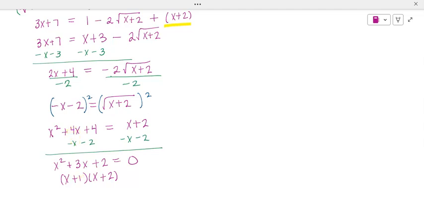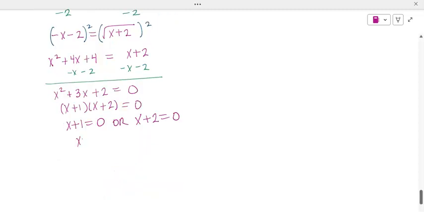All right, equals 0. So I'm getting that x plus 1 equals 0 or x plus 2 equals 0. So then x is -1 or x is -2. All right, let's go back and check our answers.